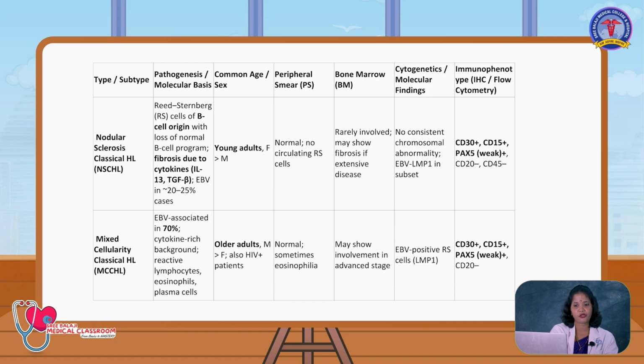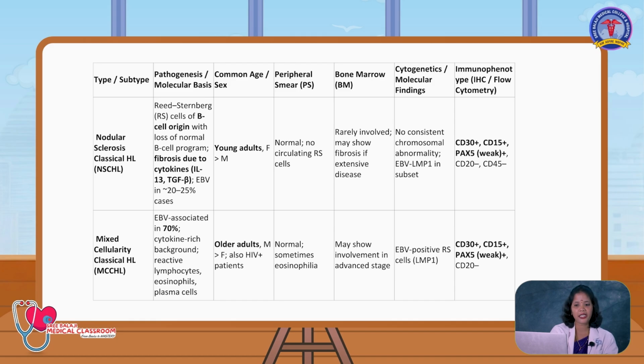In nodular sclerosis, it's a B cell origin neoplasm where you will have fibrosis due to cytokines, interleukin 13, and TGF beta, and it is associated with EBV. It occurs in the young age group. Females are more affected. You will have RS cells in the peripheral smear. In bone marrow, you will have extensive fibrosis, and in cytogenetic abnormality, you will have EBV association. It will be highly positive for CD15, CD30, and PAX5.